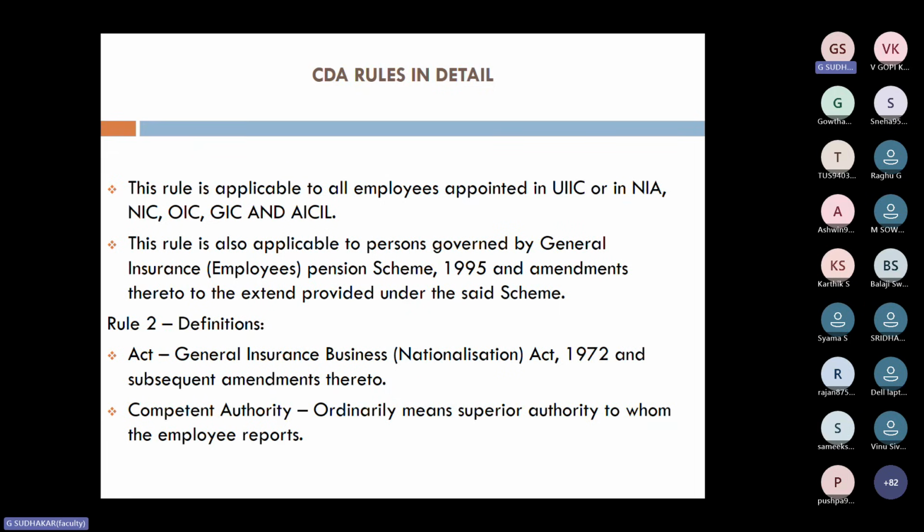Each company has CDA rules, but all are equal, because GIEAIA has made them common CDA rules, and they were adopted by our respective company and approved by the board, so that all the rules, regulations, conduct and suspension rules, everything is common for all the companies. Normally, in rule 2 we will see the definitions. What is an act? Who is the competent authority? What is misconduct? Like that, rule number 2 will go.